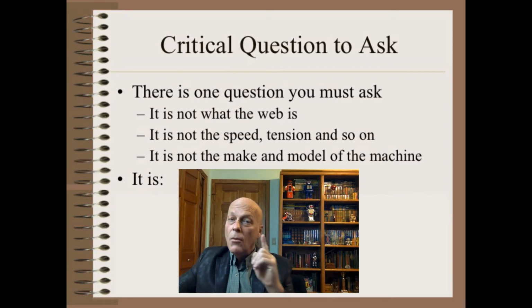There is one critical question to ask for situations that have this pattern of a knob being both good and bad at the same time. It is not what the web is. It is not the speed, tension, or any other setting on the machine. It is not the make and model and age of the machine. All questions about details like this are distracting.